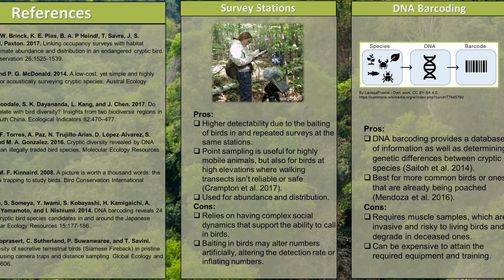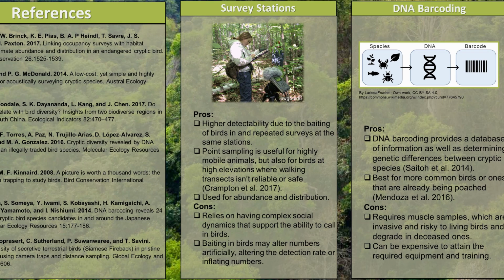A different method is to use survey stations. These provide high detectability by baiting birds through social calls, along with repeatedly using the same survey stations. This is great for highly mobile animals like birds, but also for birds found at high elevations or in extreme climates, where walking transects isn't reliable. Unfortunately, this does rely on birds responding to the calls of another, so less social species may be more difficult to target. And baiting could artificially inflate numbers or alter detection rates.